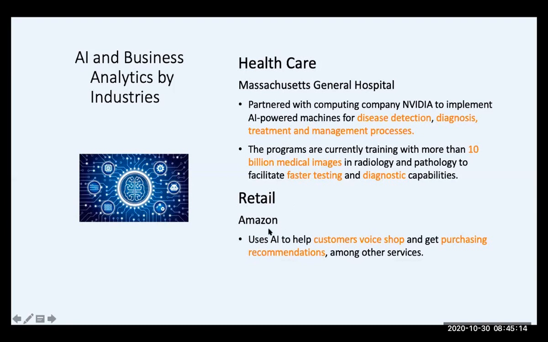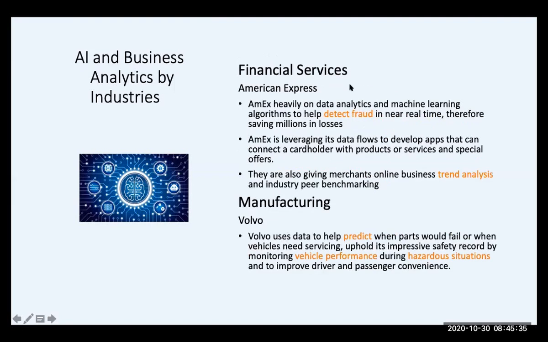In the retail sector, everybody is aware of Amazon, and I need not tell more examples for Amazon, but I will use one example: it uses AI to help customers with purchasing recommendations and other services. For the financial services, Amex, American Express.